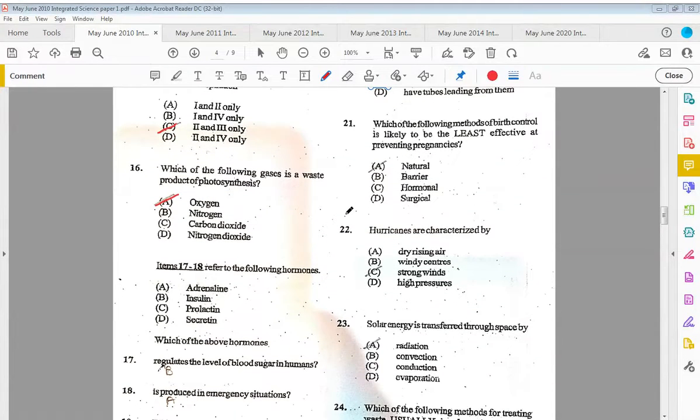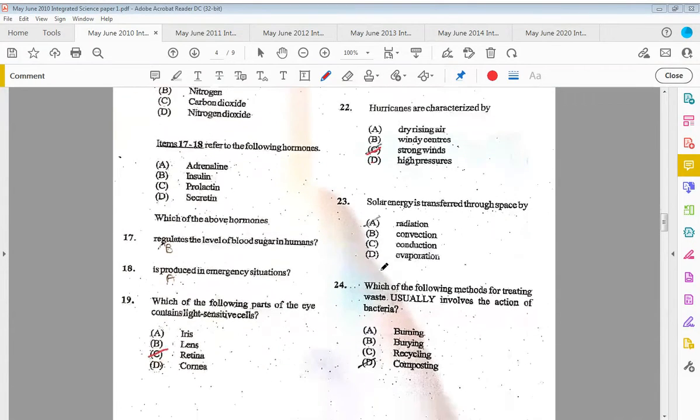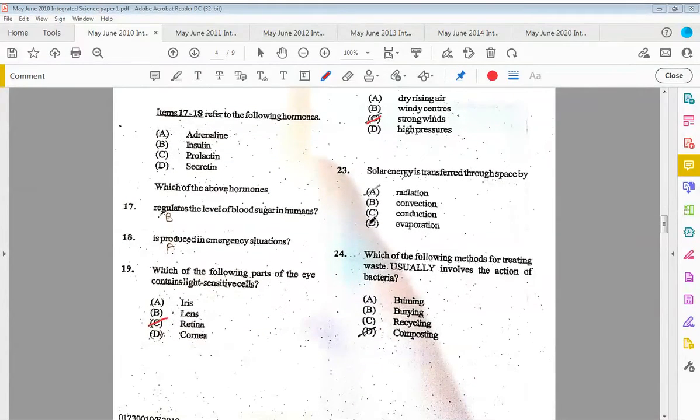21. Which of the following methods of birth control is likely to be least effective at preventing pregnancies? That would be A, natural. 22. Hurricanes are characterized by C, the strong winds. 23. Solar energy is transferred through space by radiation.